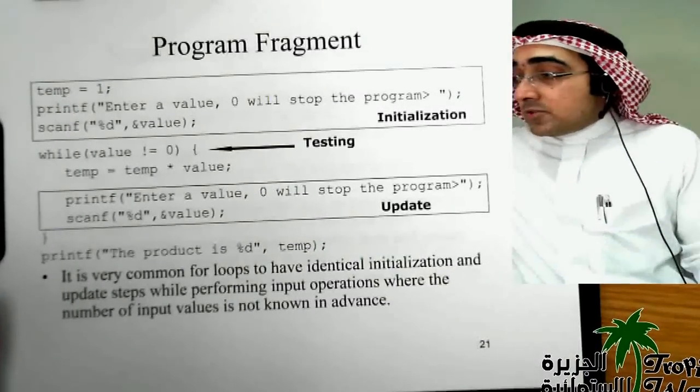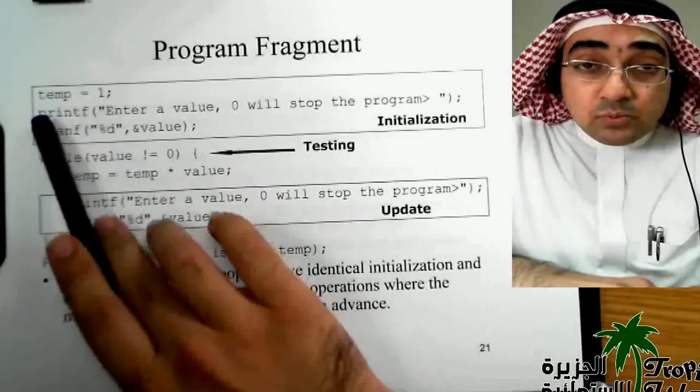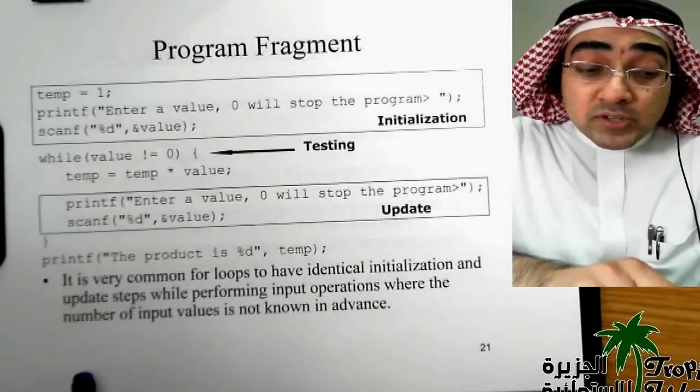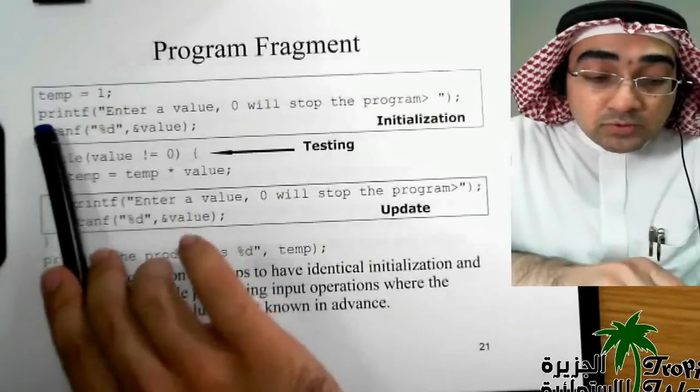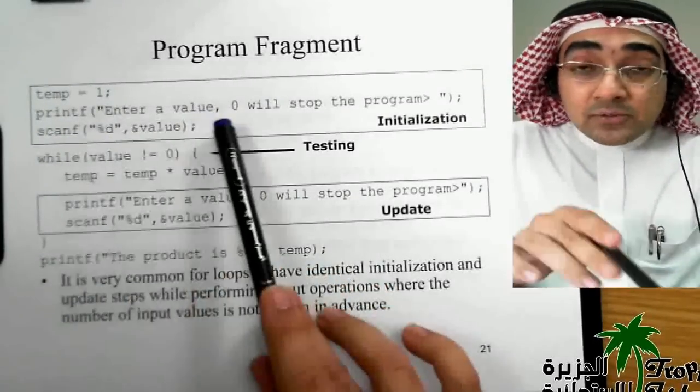Okay, so here's how the program is basically written. You say temp is equal to 1. temp is a variable that you already declared, and you assign it the value of 1. We initialize it to 1 because it is the identity of the operation that we are using. Then you say printf, enter a value.